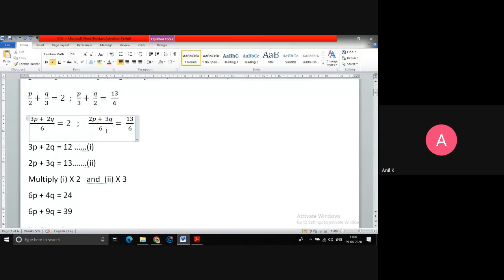So I have taken the LCM here as 6. So 2 again multiplied with P, 3 multiplied with Q. It is going to be 2P plus 3Q. So here I wrote 2P plus 3Q upon 6 equals 13 upon 6. Now from this equation, can I send this 6 to the right hand side? So this 6 will go as a multiple of 2 if I send 6 to the right hand side.